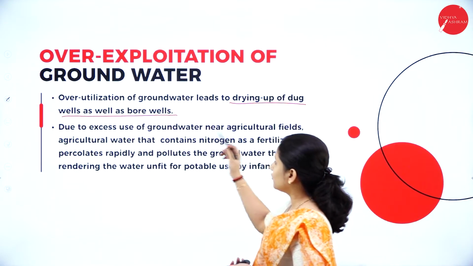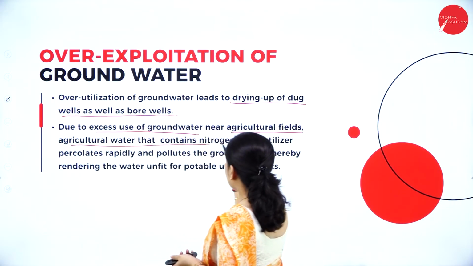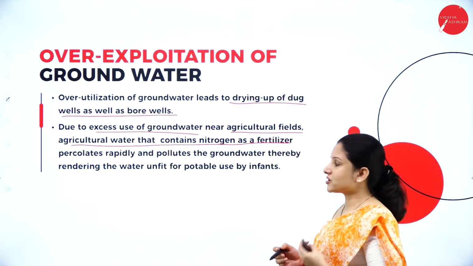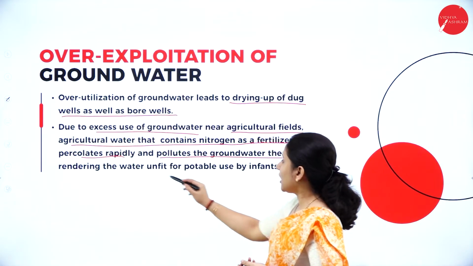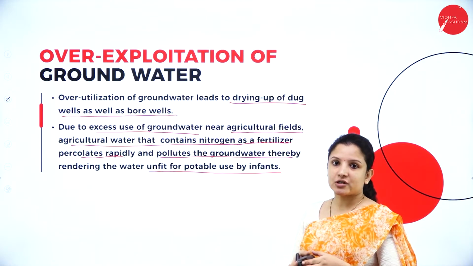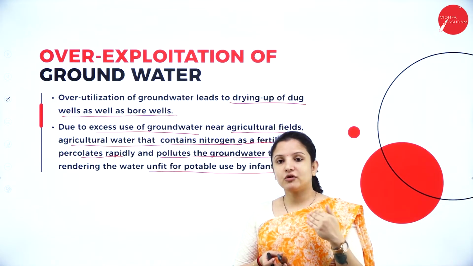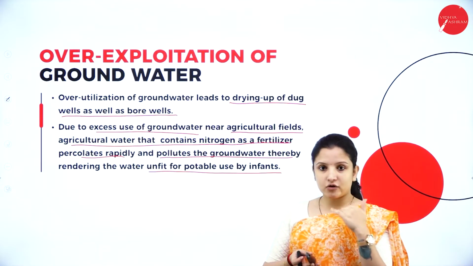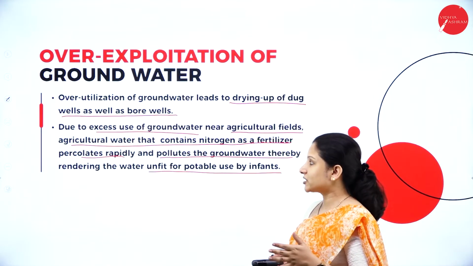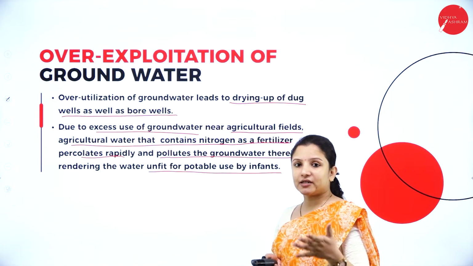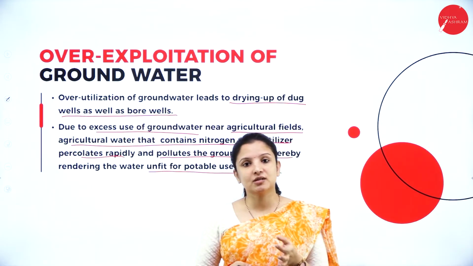And due to excess use of groundwater near agricultural fields, agricultural water that contains nitrogen as a fertilizer will percolate rapidly and pollute the groundwater, thereby rendering the water unfit for potable use, especially by infants. For agricultural fields, whatever water is there near the fields, we make use of it to such an extent that the quantity of water reduces. When the quantity of water in the rivers and ponds flowing near the agricultural field, or the groundwater there, decreases, then the amount of nitrogen content in it will increase. So what happens here is, we have a farm.